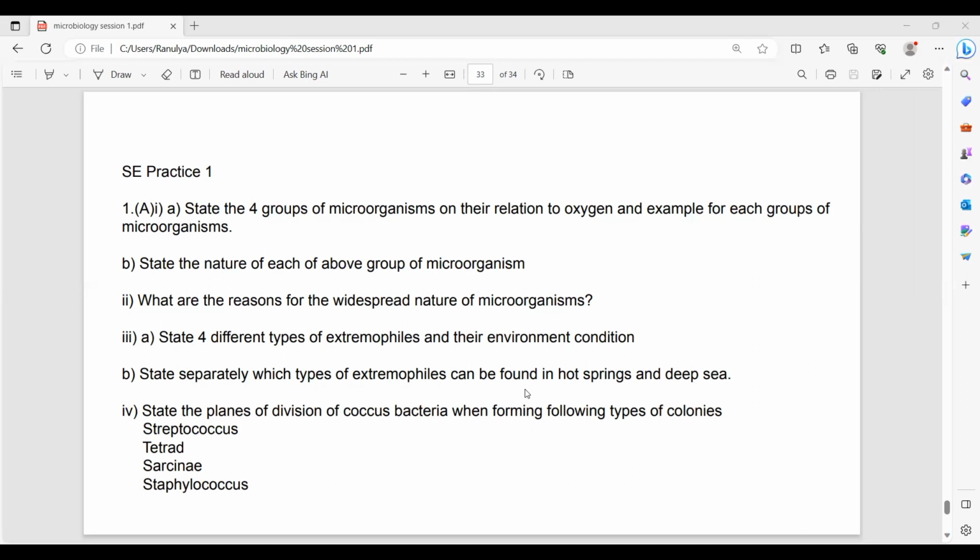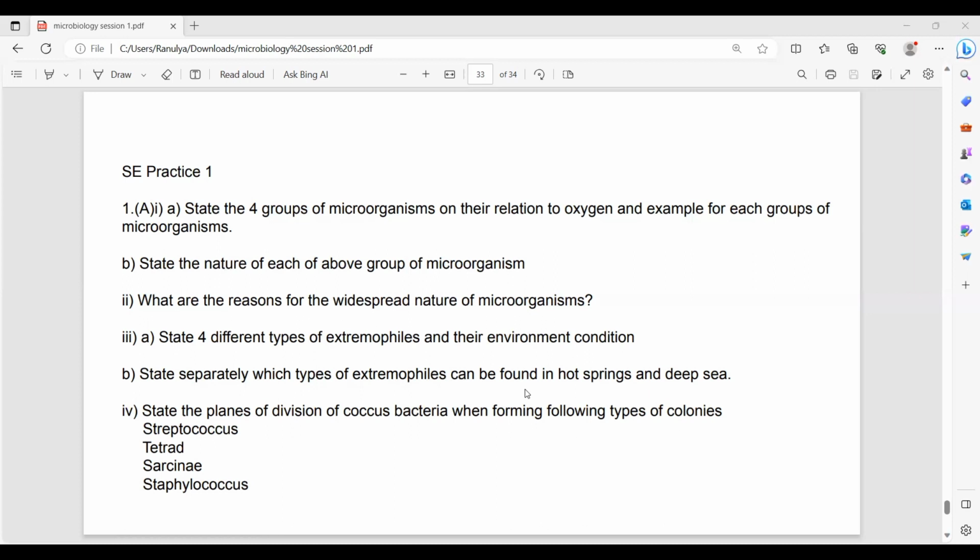4th one, possess diverse morphological forms, possess diverse physiological modes. Nutritional modes are diverse. They can fix atmospheric nitrogen. They have high metabolic rate, right? Then generation time, average generation time is less, right? If you have written 5 points, at least 5, give 5 marks, 1 for each point.